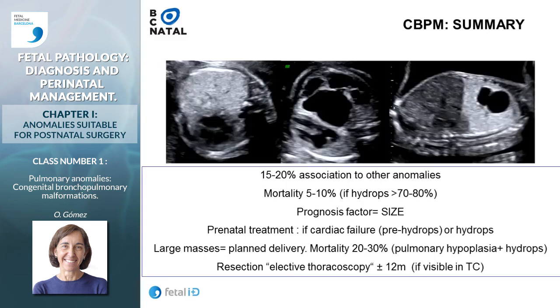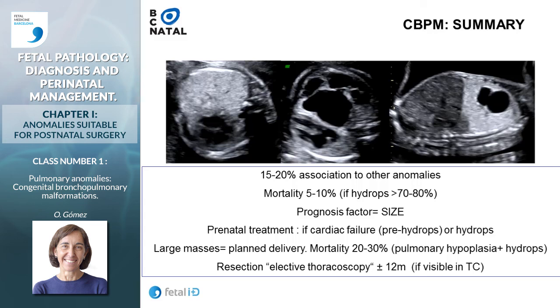As a summary, congenital bronchopulmonary anomalies constitute an anomaly that is associated in 15 to 20% of cases with other anomalies. Global mortality of this pathology is situated between 5 and 10% of cases, and when having hydrops, the mortality reaches 70 to 80%. The main prognostic factor is the size of the lesion and therefore the mediastinal displacement, which will establish the risk of hydrops. Prenatal treatment should be proposed to those cases of cardiac failure or hydrops.